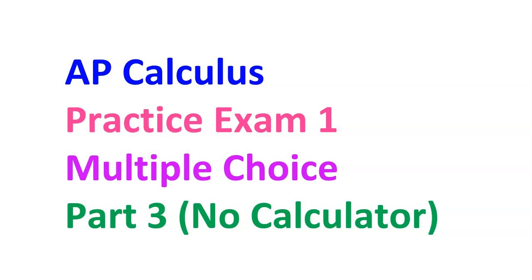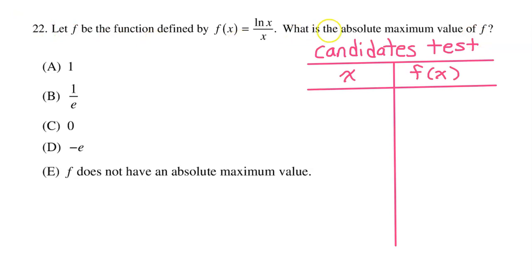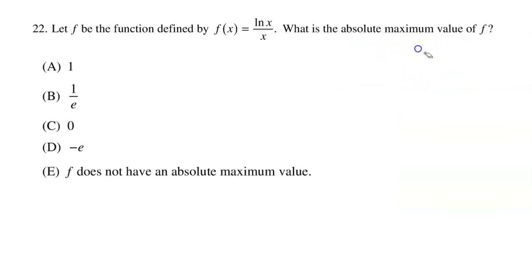Let f be the function defined by f of x equals natural log x over x. What is the absolute maximum value of f? Usually, when we hear the phrase absolute maximum, it means we're going to make a candidates test. But in this case, we cannot make a proper candidates test because we don't have a lower limit and an upper limit. So instead, let's throw this out and let's think about relative extrema.